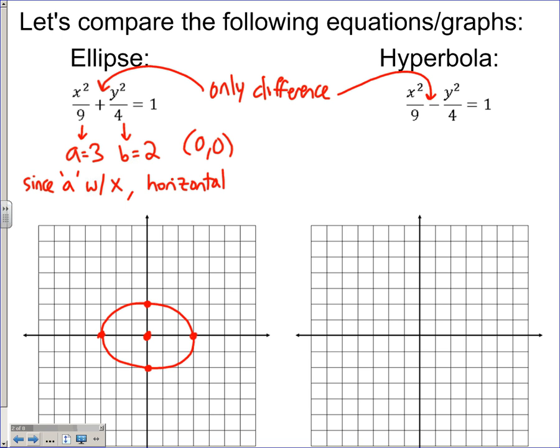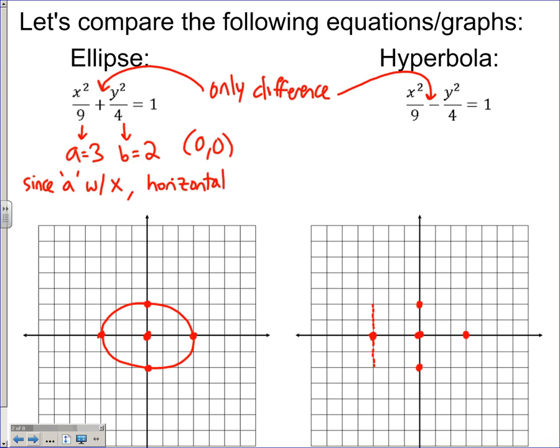Okay. Now, what we're going to do, we don't really know what's a or b because our hyperbolic equation looks a little bit different, but just take my word for now. What we're going to do is plot those exact same points for the hyperbola. So we have the same center. We're going to plot those 4 points, so 3 in either direction to the left and right, 2 in either direction up and down.